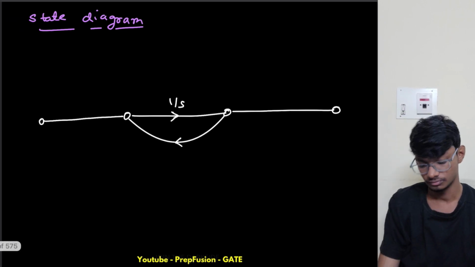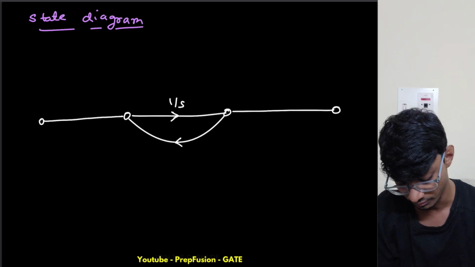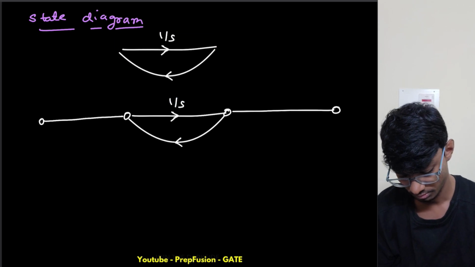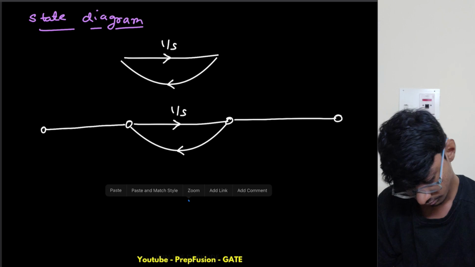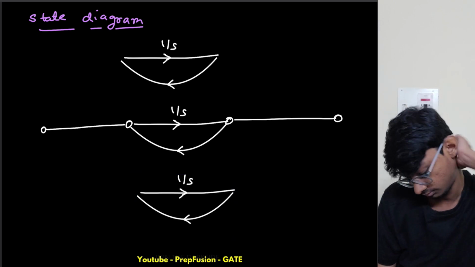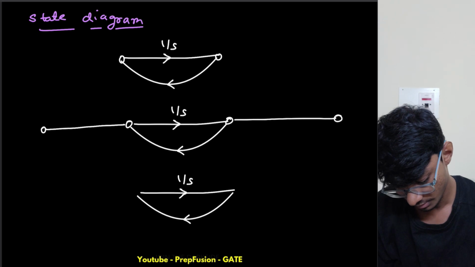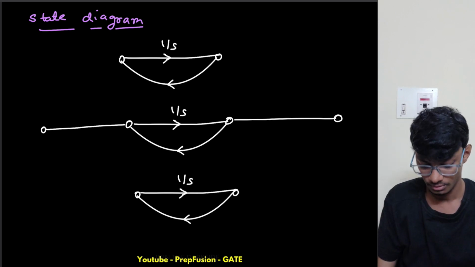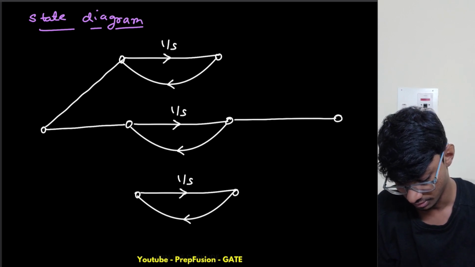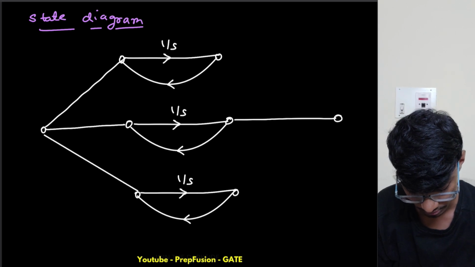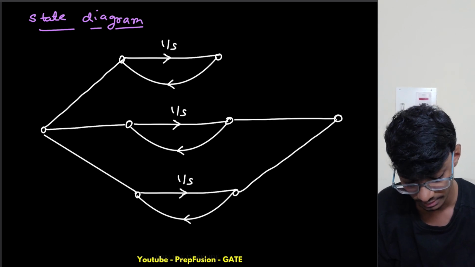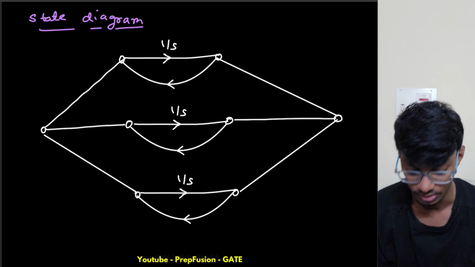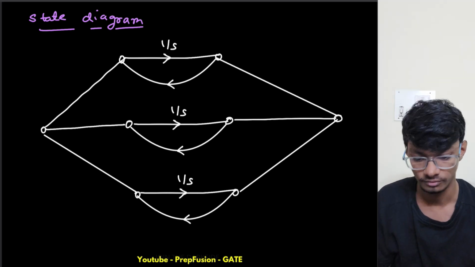The loop gain will be different for all 3. We have done the procedure for this one, so I will not explain much. I hope you are understanding what I am doing. Side by side, you should do it by yourself.